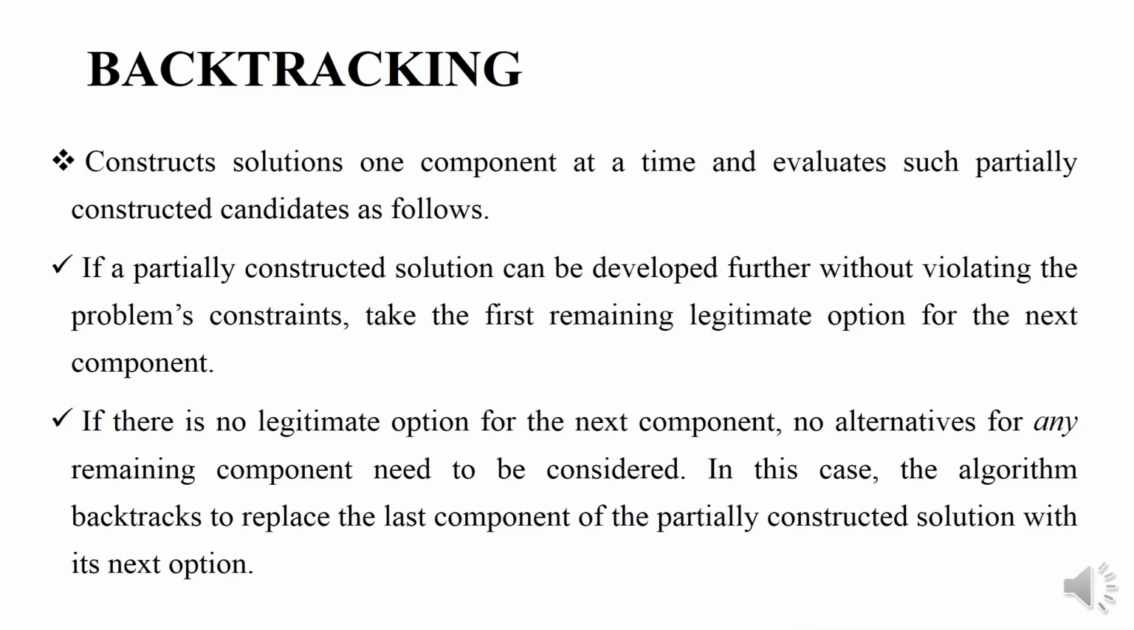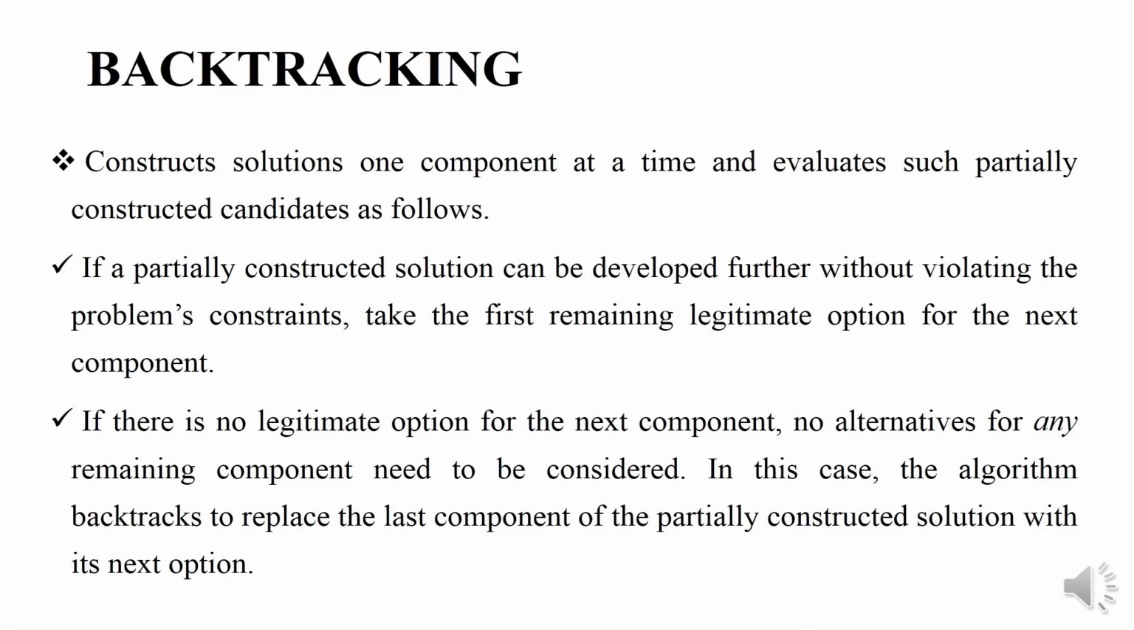The steps followed are: if the partially constructed solution can be developed further, that means it should not violate the problem's constraints, then we take the first legitimate option for the next component. In case there is no legitimate option for the next component, it implies that no alternatives for any remaining component need to be considered because you will not be getting a solution.